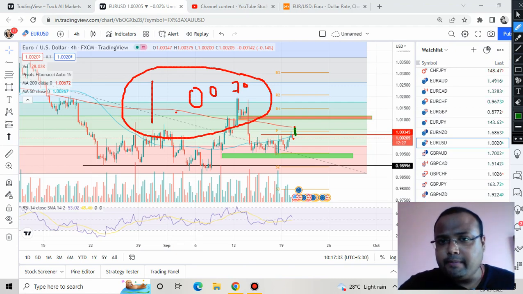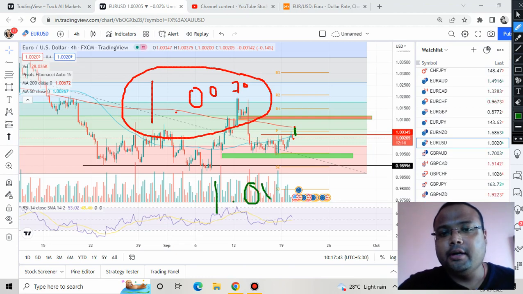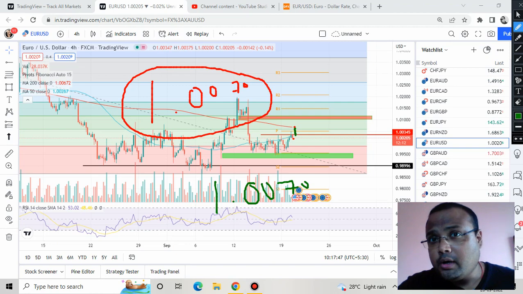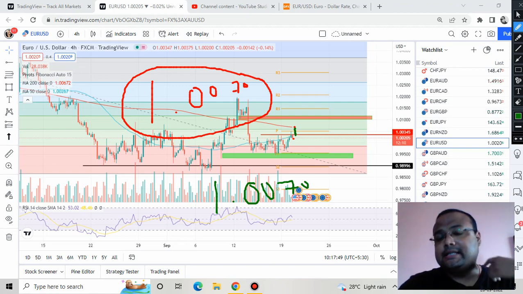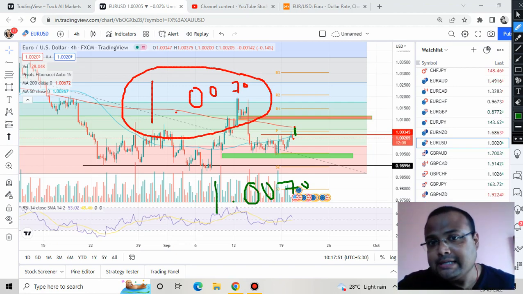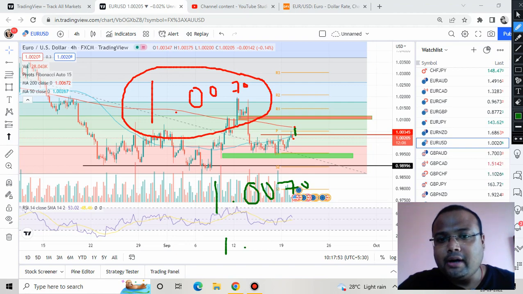Overall, the trend is very much towards the downside, and if market breaks also, then the immediate resistance is at 1.0070. Why this resistance? Because of the 200 moving average, which is also acting as the dynamic resistance. Secondly, we also have another resistance at 1.0100.